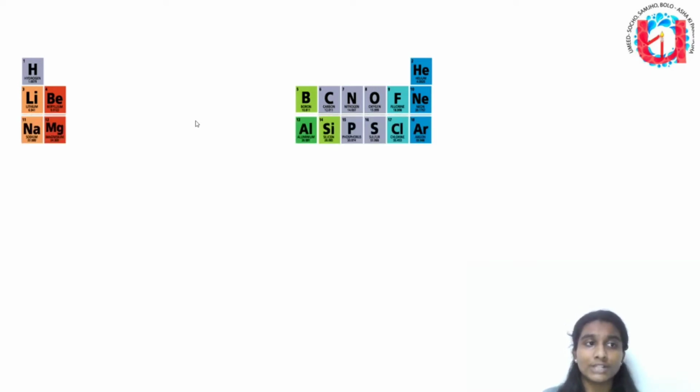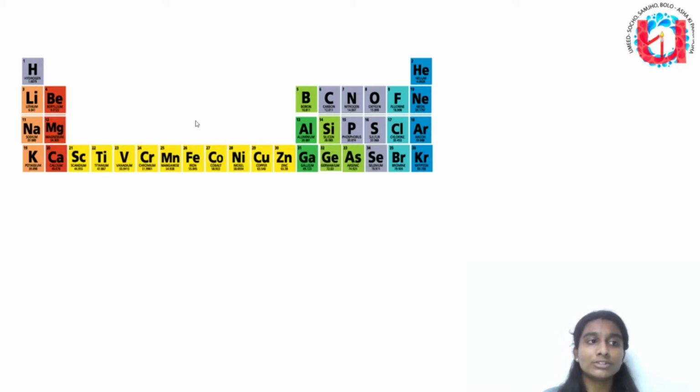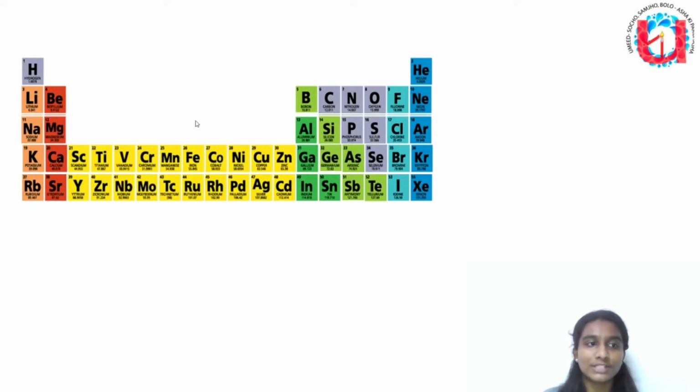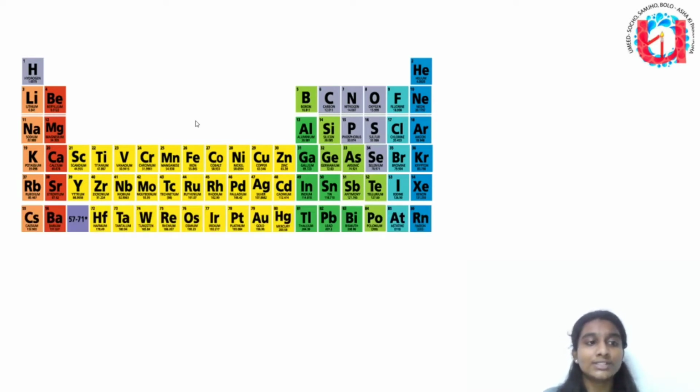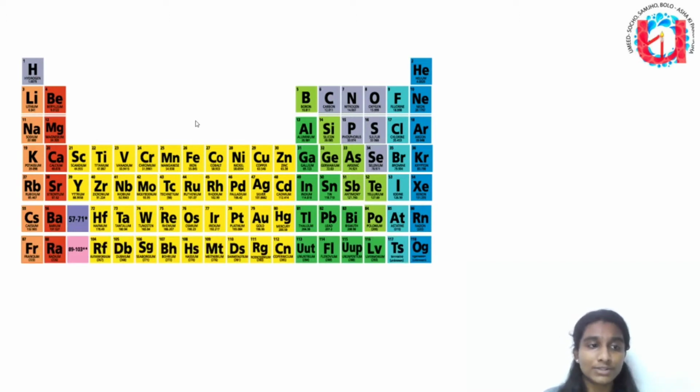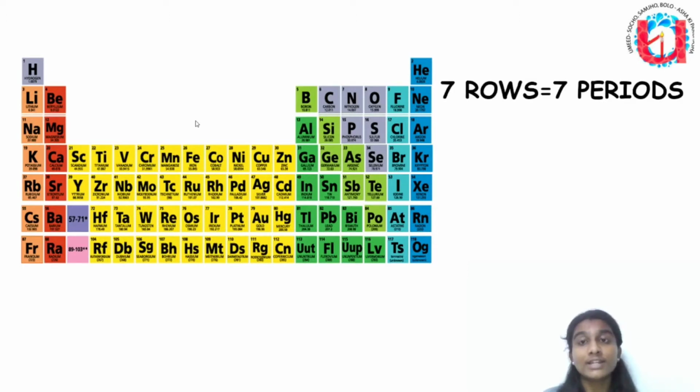The third row starts with sodium and ends with argon. The fourth row starts with potassium and ends with krypton. The fifth row starts with rubidium and ends with xenon. The sixth row starts with cesium and ends with radon. The seventh and the last row starts with francium and ends with oganesson. So there are seven rows, that is seven periods in the periodic table.